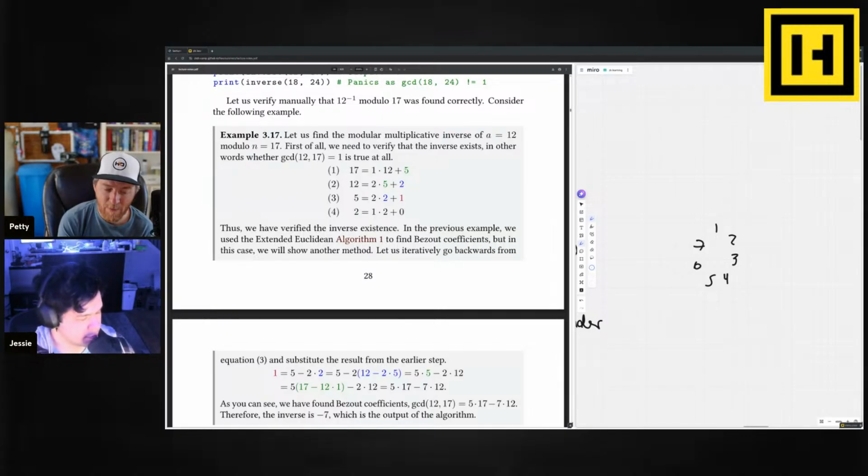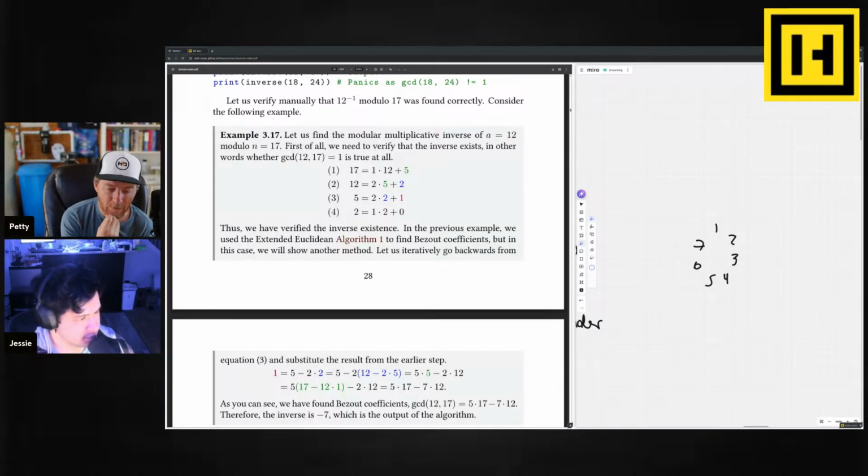I bet that's a really cool visual representation of what the extended Euclidean algorithm is. You can map that to something visual that I think would provide some pretty good intuition. Yeah, so you can see how it progresses down.